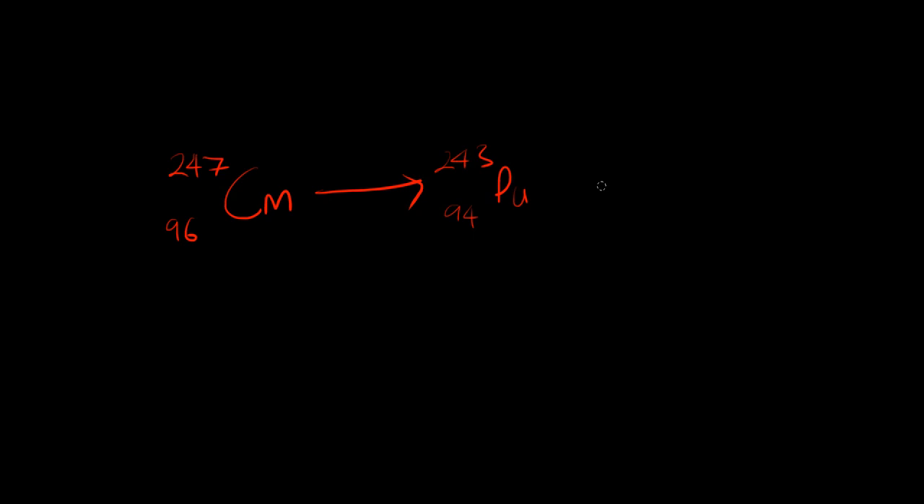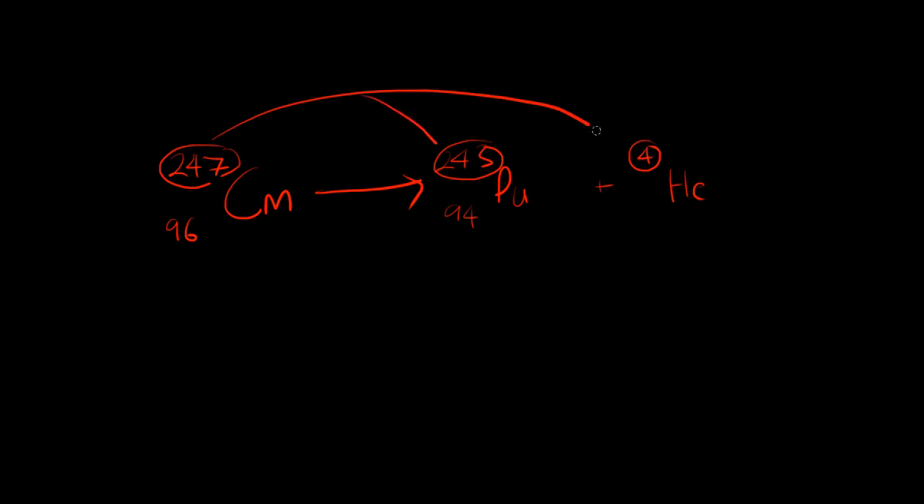Now, what's missing here is, of course, the alpha particle, and we need to balance the baryon number. 247 is not equal to 243. Therefore, the helium nucleus that's emitted will have a nucleon number of 4, or a baryon number of 4, which then balances the baryon numbers, which is important if you're obeying conservation laws. And of course this will be a 2 because it has 2 protons.